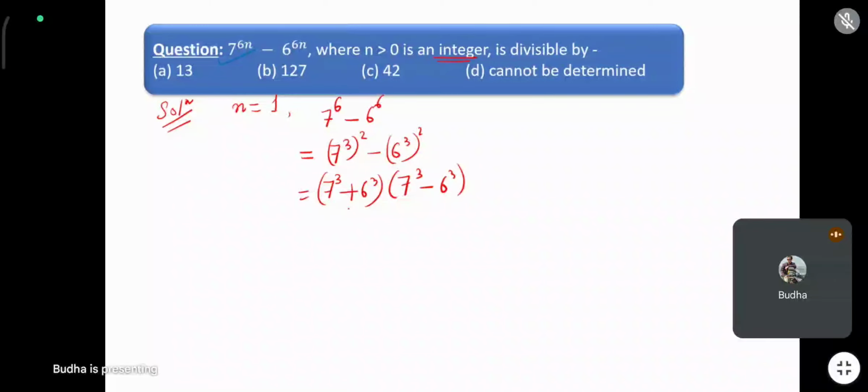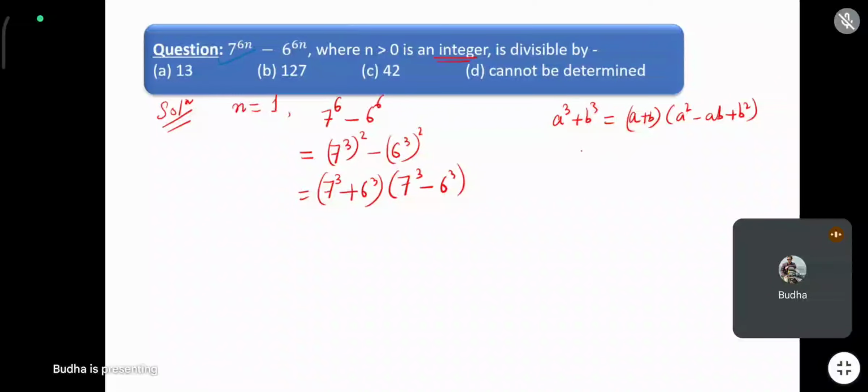Now the moment I split them into a plus b and a minus b, I can see something that looks like a cube plus b cube. In childhood we also learned a cube plus b cube, but many people do not remember this formula, though they remember a square minus b square, right? So this is how it looks: a plus b into a square minus ab plus b square.